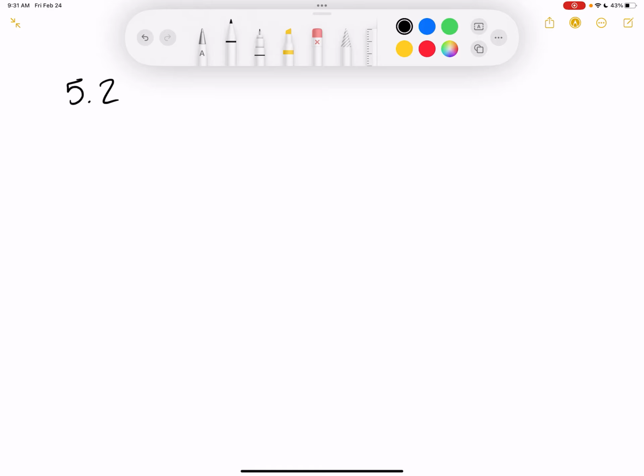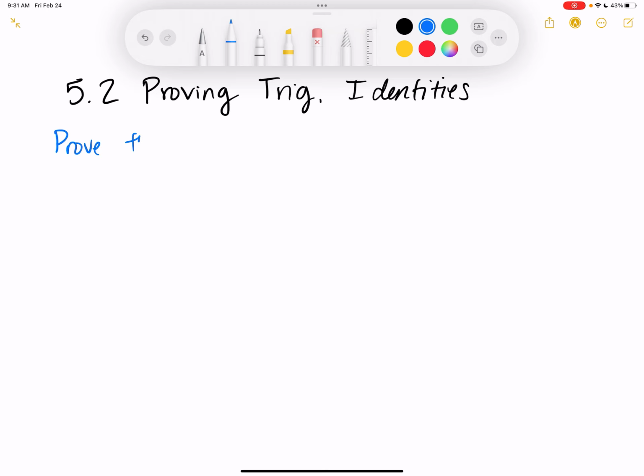All class to do them. 5.2, proving trig identities. So to prove the identity, we can only change one side of the equation.